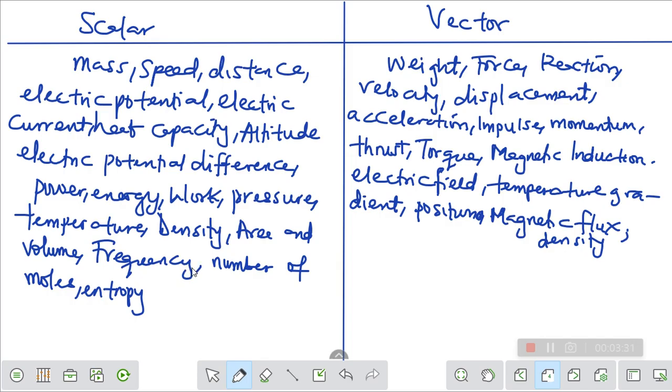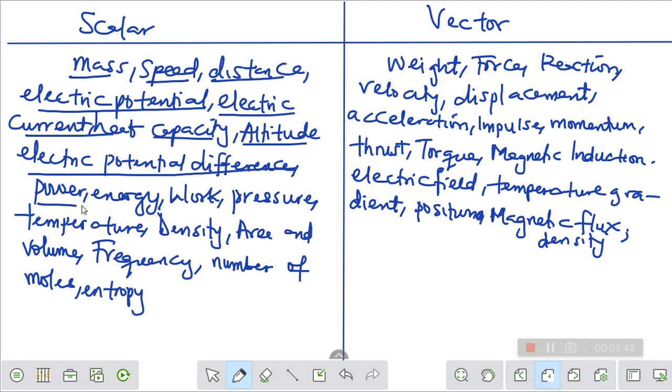Now for scalar quantities, you need to know that mass is a scalar quantity, speed is a scalar quantity, distance is a scalar quantity, electric potential, electric current, heat capacity, altitude, electric potential difference, power, energy, even kinetic energy, potential energy, work, pressure, temperature, density, area, volume, frequency, number of moles, and entropy. All of them are scalar quantities.